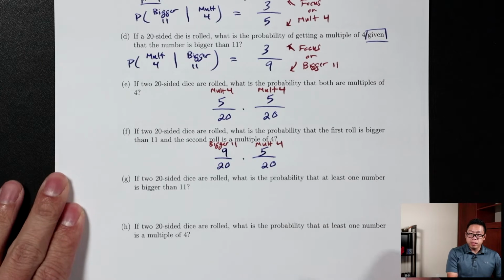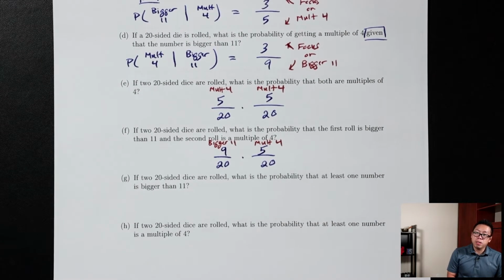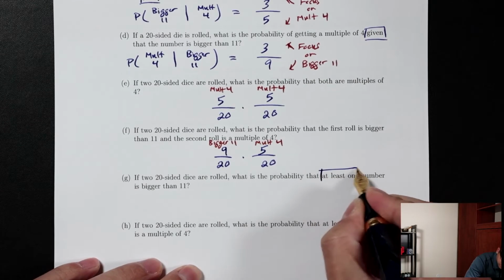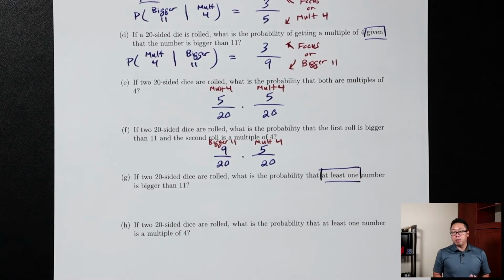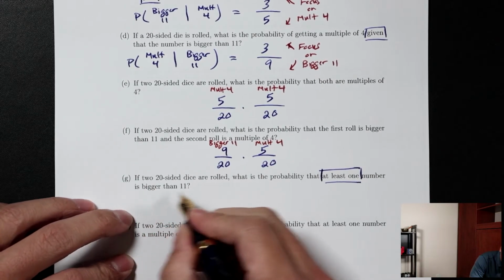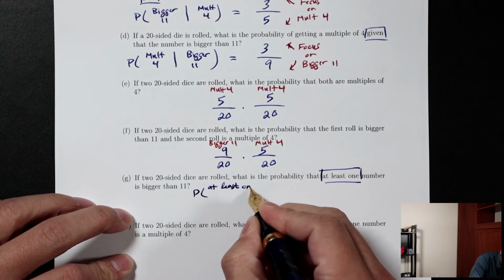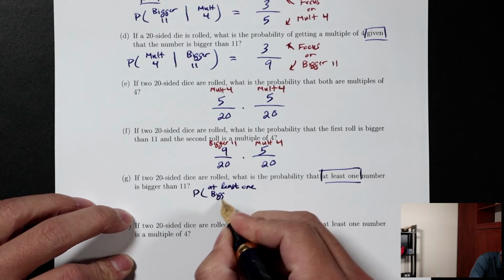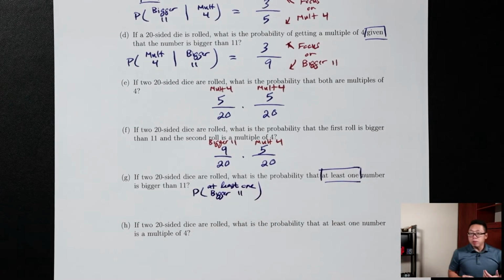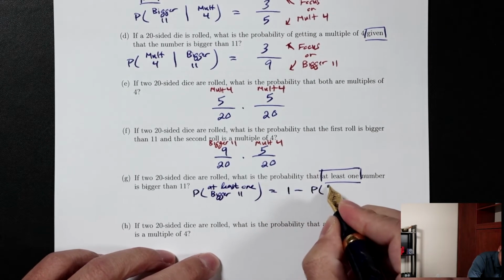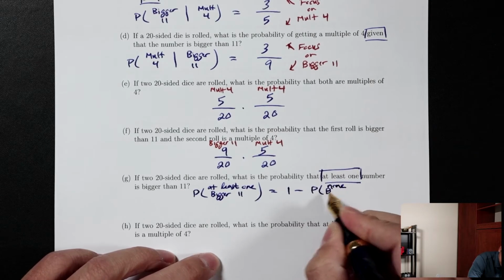Part G. If two 20-sided dice are rolled, what's the probability that at least one number is bigger than 11? So keyword, at least 1. Anytime I'm talking about at least 1, I know my final answer is going to be 1 minus some fractions. So I'm looking for the probability of at least 1 bigger than 11. The way we calculate at least 1 is 1 minus none. So 1 minus none bigger than 11.